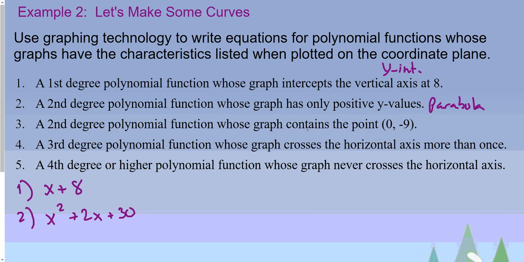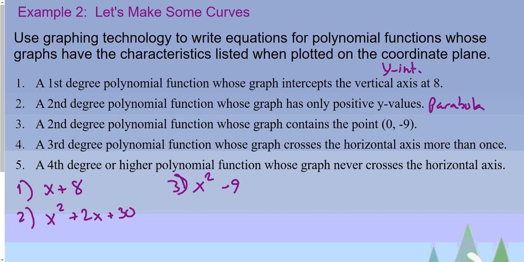Okay, a second degree polynomial function whose graph contains the point (0, -9). Oh, that's easy because, again, that's a y-intercept. So for number 3, I could just do x squared minus 9.